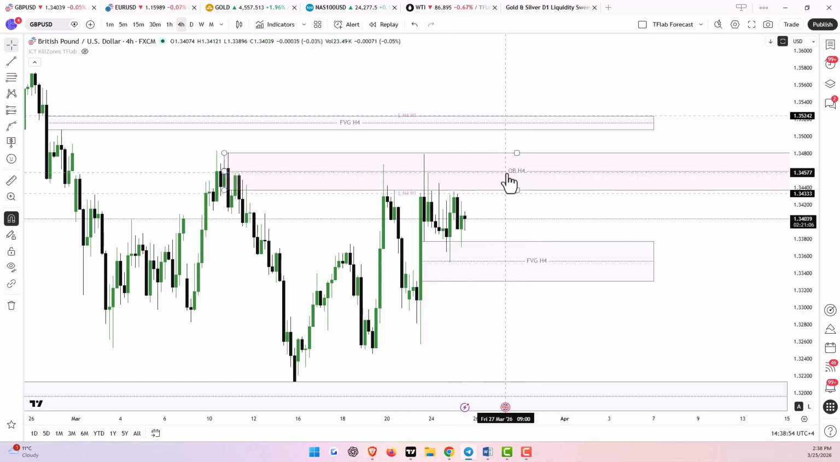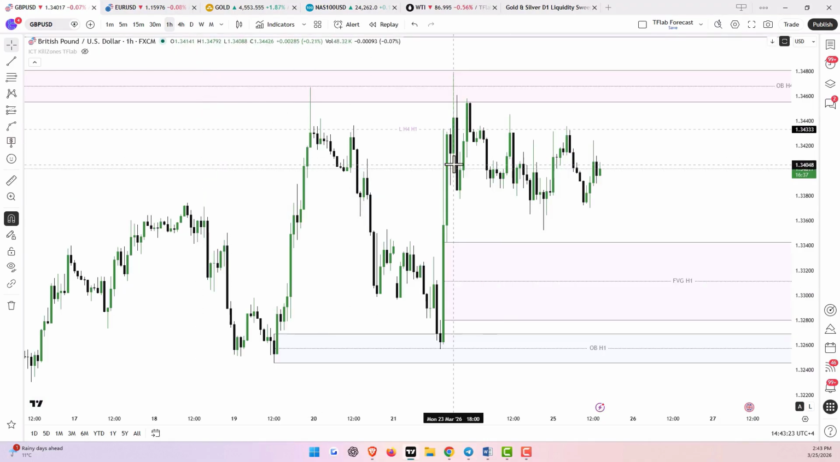If the price can strongly break through this 4-hour order block area, we can expect an upward move to begin in the pound USD currency pair. We're looking at the 1-hour time frame. On Monday, after Mr. Trump's message about the possible start of Iran-US talks to help ease the ongoing tensions in the Middle East, we saw, in a relatively short period of time, over a 1% rise in this pair's price.